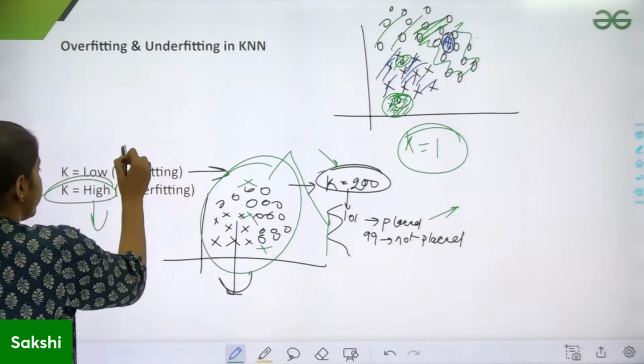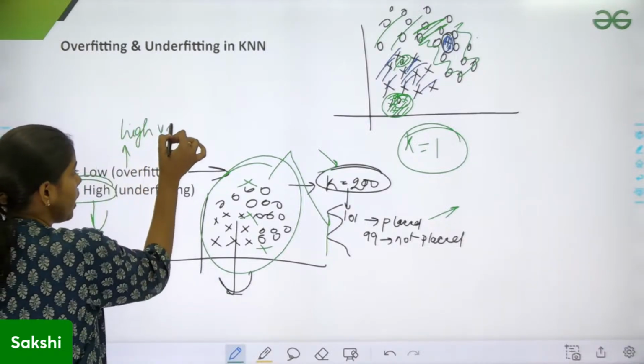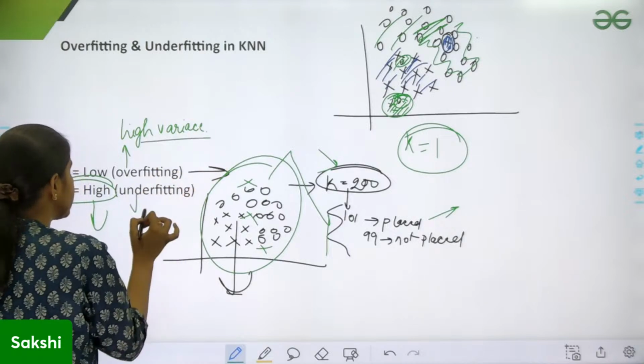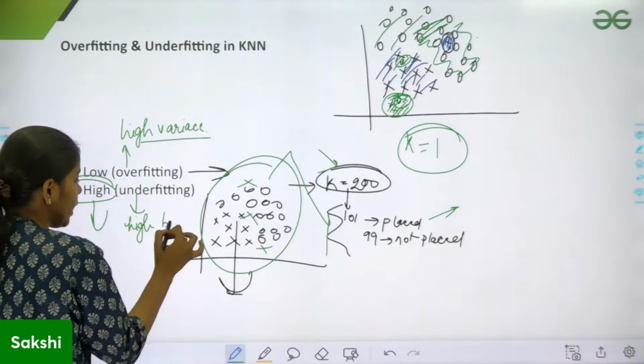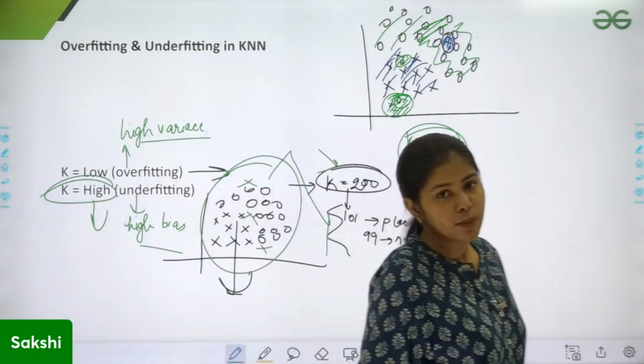Can I say that overfitting here means high variance? So if k is low, then we have high variance. If k is high, then we have high bias. So just remember this, because I'm going to ask you questions based on that.